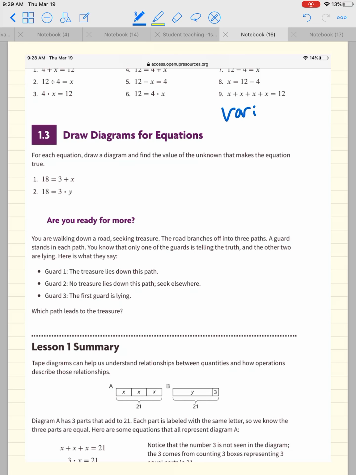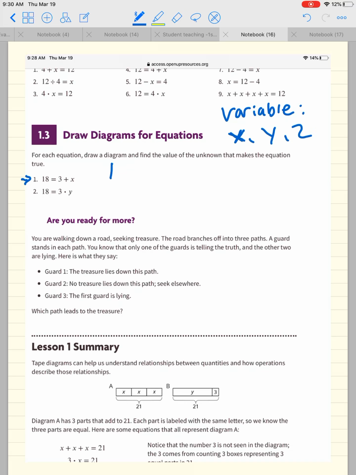Remember, a variable is a letter. It could be X or Y or Z, and those letters are representing some number. We don't know what that number is, but whatever the number is, it has to make the equation or the diagram true. So, 1.3, for each equation, draw a diagram and find the value of the unknown that makes the equation true. So we know that this first diagram is going to be representing division.